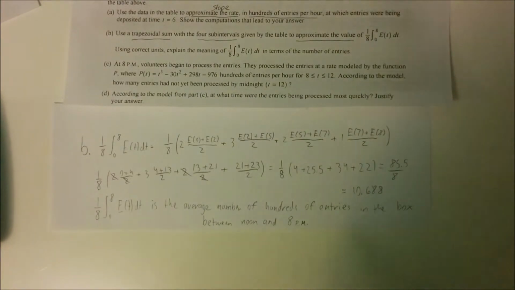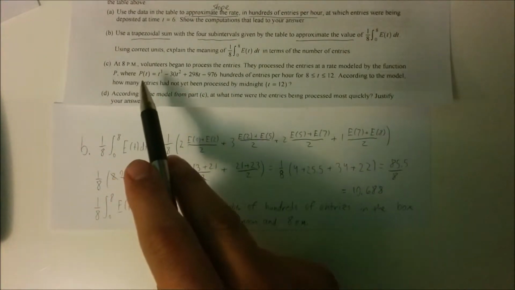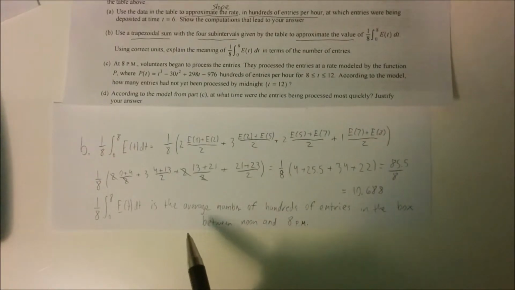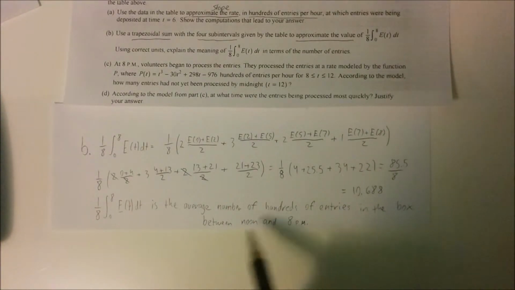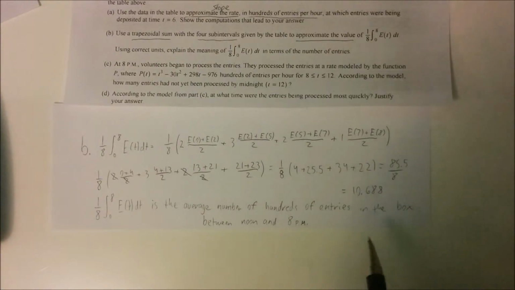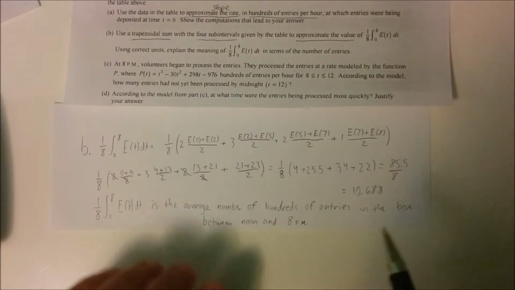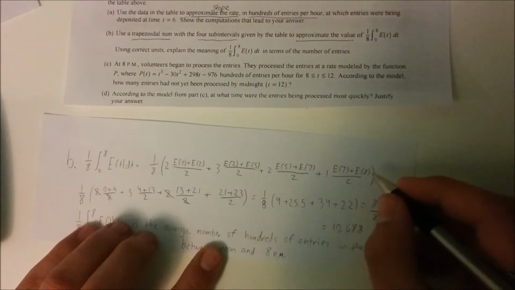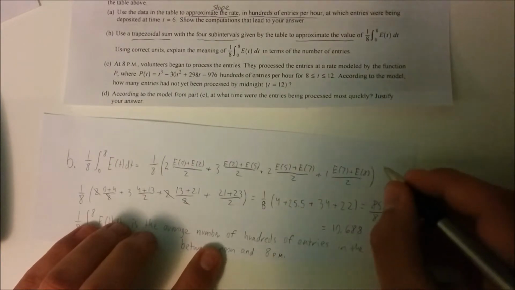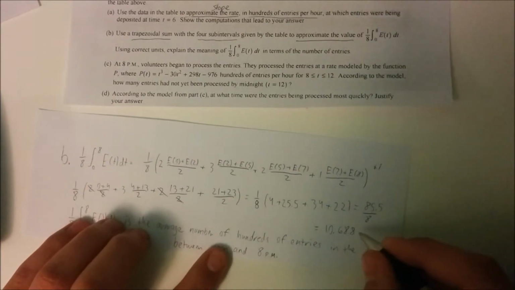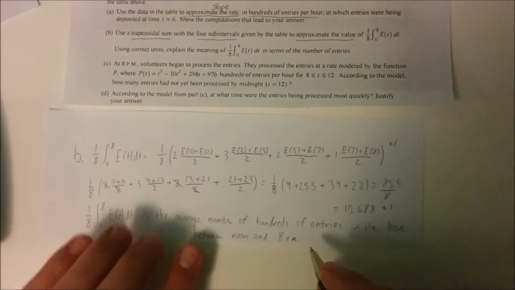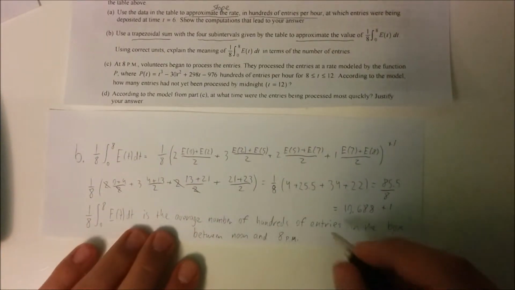Then for the second part of the problem, they ask you to explain what that means. What it means is the average number of hundreds of entries in the box between noon and 8 p.m. And you would get 1 point for having the trapezoidal sum, 1 point for the approximation, and 1 point for the meaning.